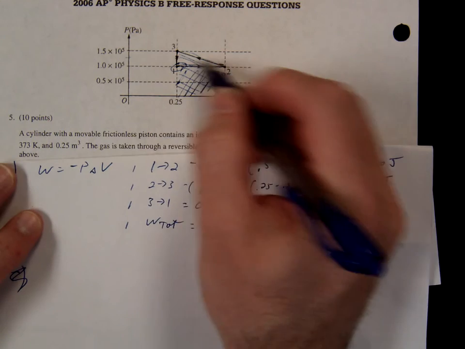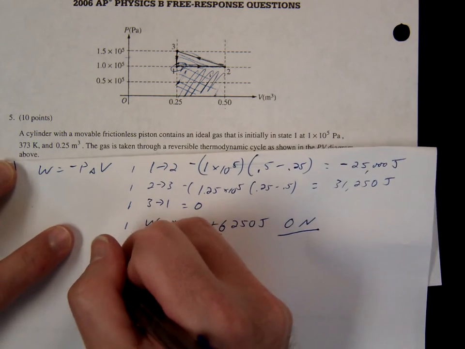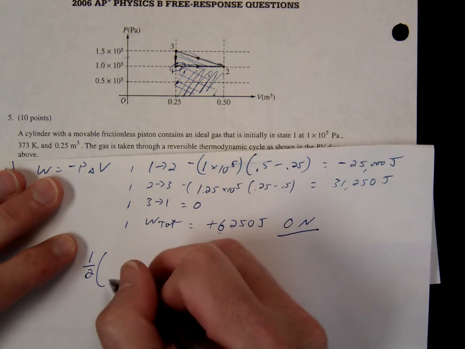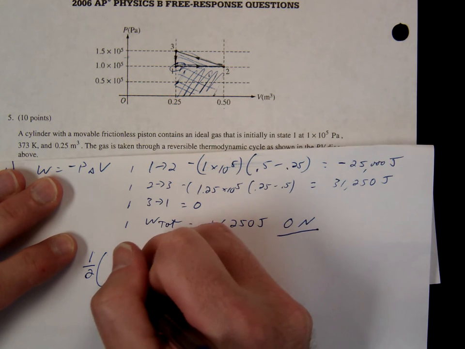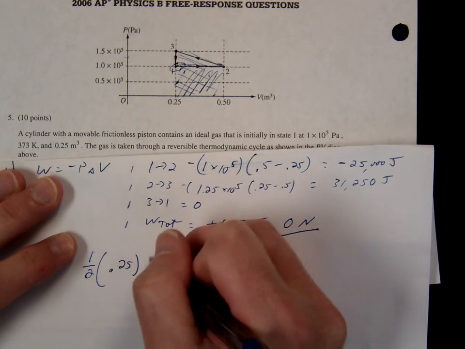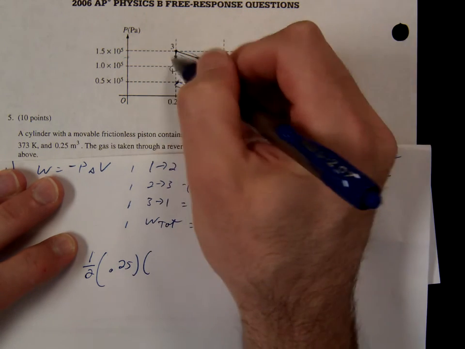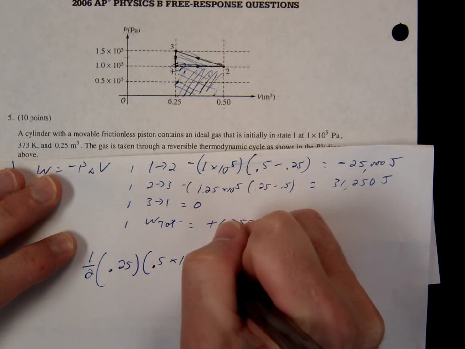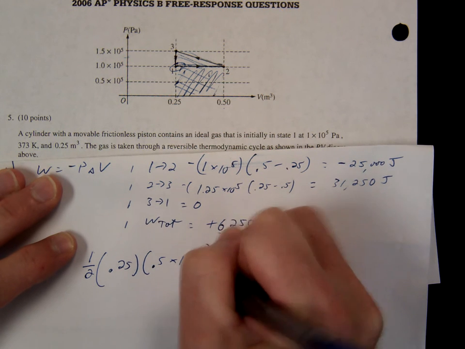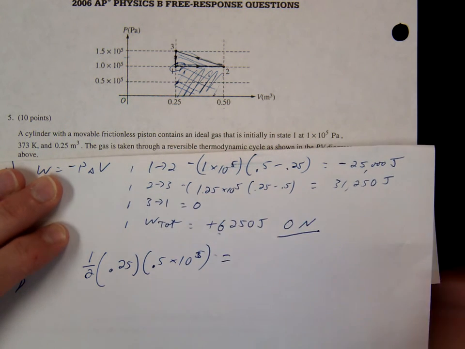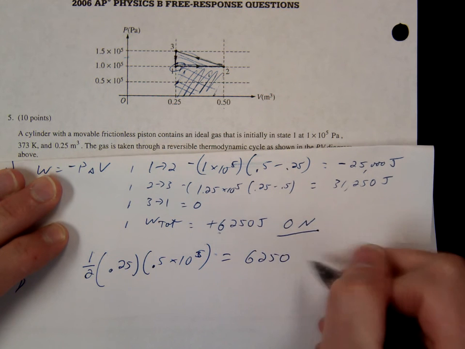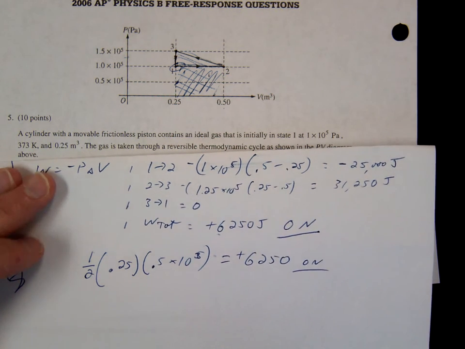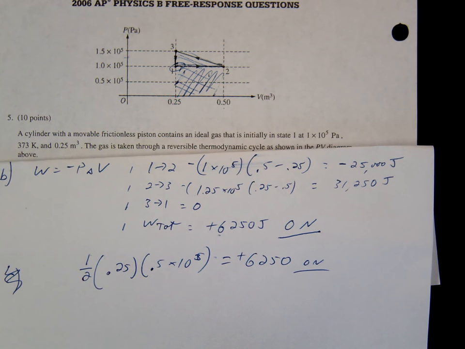And you would just find the area of that triangle. Let's see if it works. So we go 1/2, it's a triangle, right? So base times height, the base would be 0.25, and the height would be, what's that, 0.5 times 10 to the 5th, which equals 6,250. So that's another way of solving it when you want to find the net work: the area enclosed by the cycle.